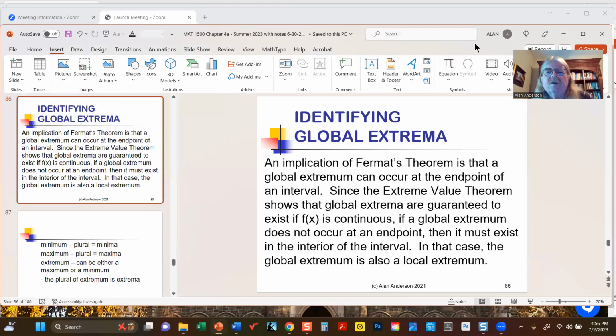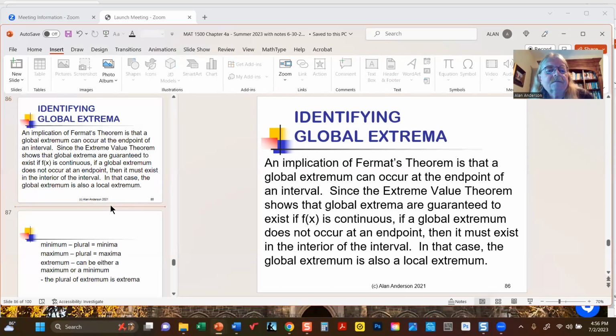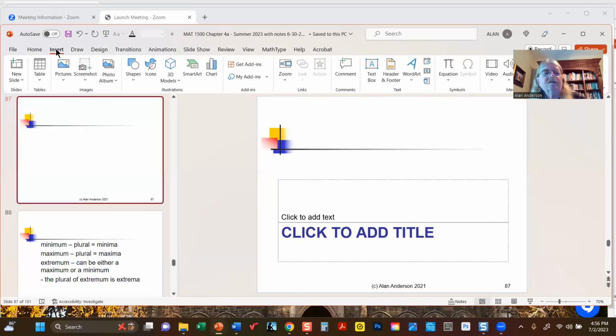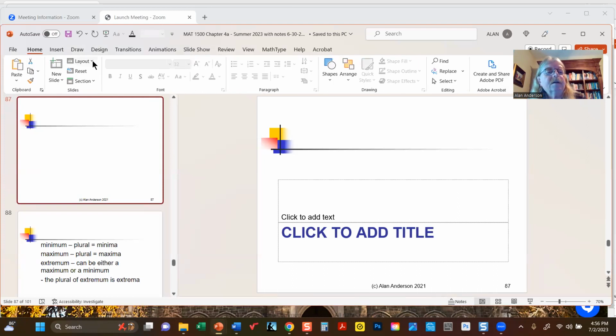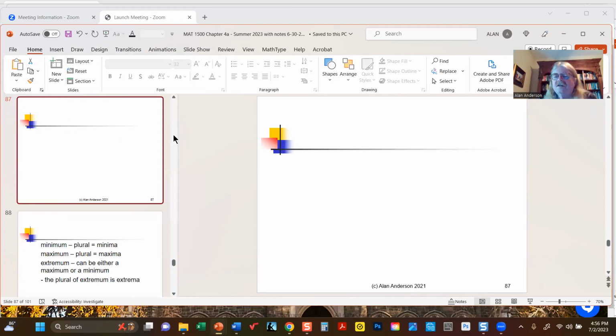So anyway, what is this all about? We're going to be looking at global extrema over a specified interval rather than over the entire function. By doing this, it introduces the possibility that the extrema occur at the actual endpoints of this interval.